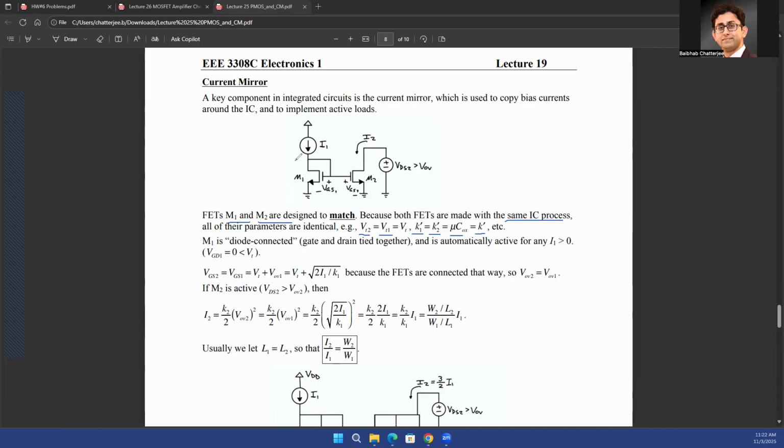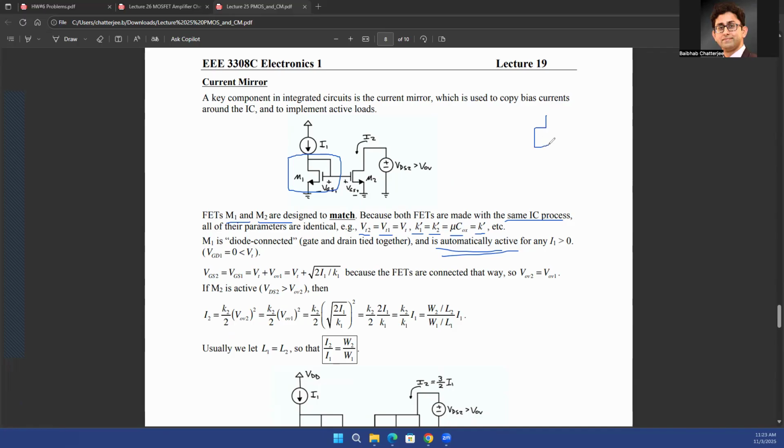Now, the way the M1 transistor is connected is called a diode connected transistor. If you connect the drain and gate together, then that transistor is called a diode connected transistor, and automatically it goes in the active region or the saturation region. Now the question is, why is that? There are two questions. Why would you call it a diode connected transistor? And the second question is, why is it automatically in the saturation or the active region?